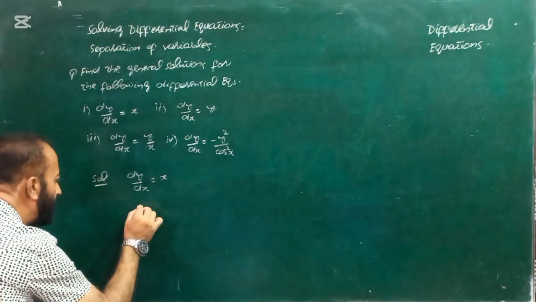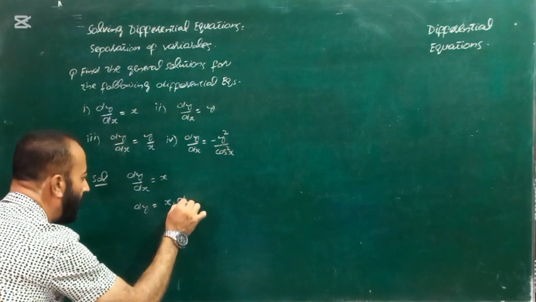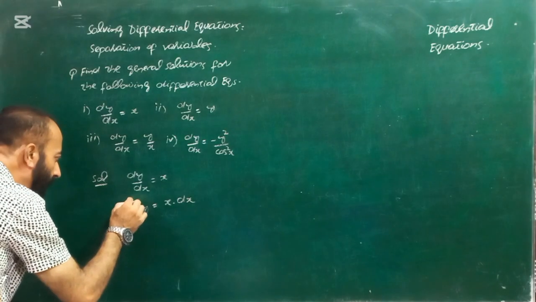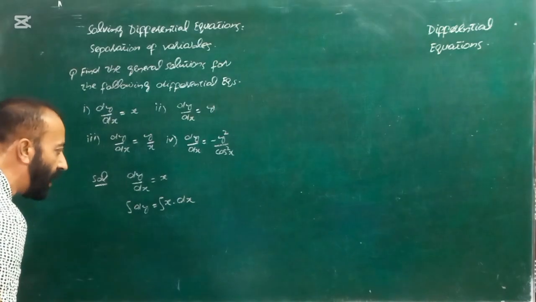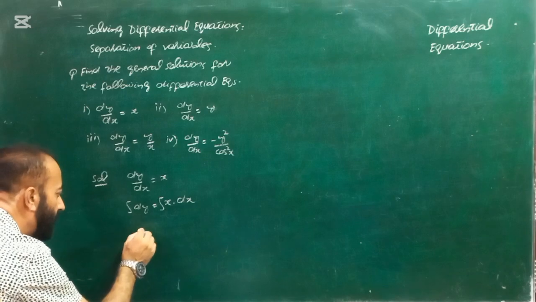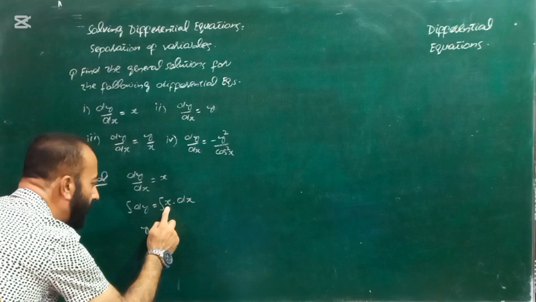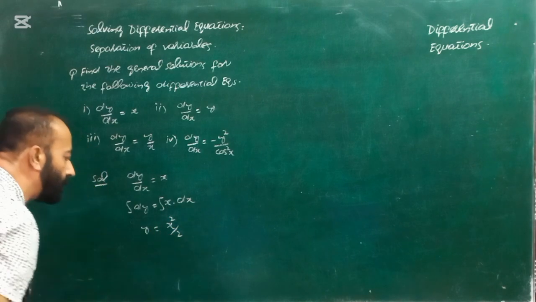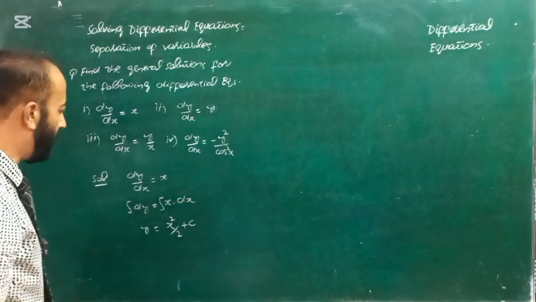So the first step will be separate y on the left side and x on the right side. So this is the first step. Next step will be integrate with respect to y on the left side and integrate with respect to x on the right side. So here is one constant that is placed. So integral of 1 will be y. And on the right side, the integral of x will be x squared over 2. And plus c will be placed. So this is the answer.